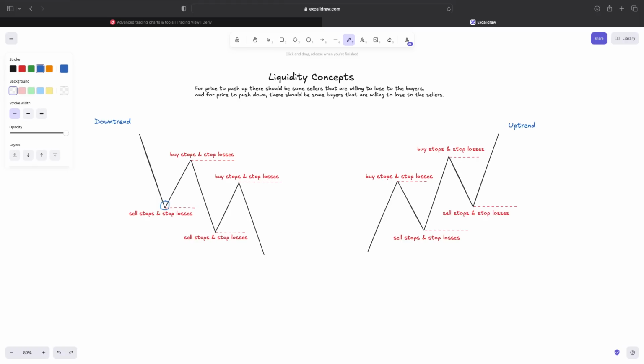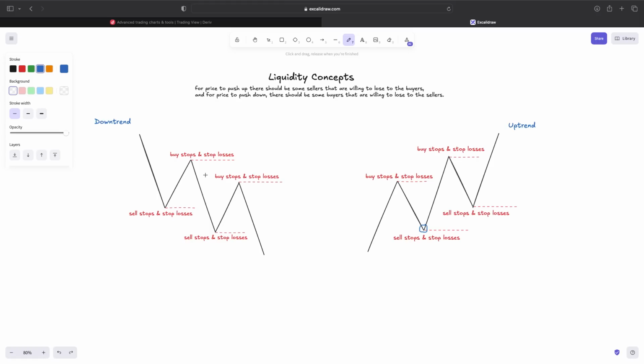Now, on each and every high or low within the market, there is liquidity because that's where a lot of people tend to place their stop losses. The same is true in terms of an uptrend. From these lows here, there will be people that are buying, and from the highs, there will be people that are selling. Whenever the buyers are buying in the market, they will be placing their stop losses below the lows, and everyone that will be selling will be placing their stop losses above the highs.